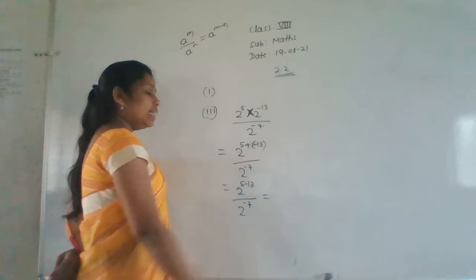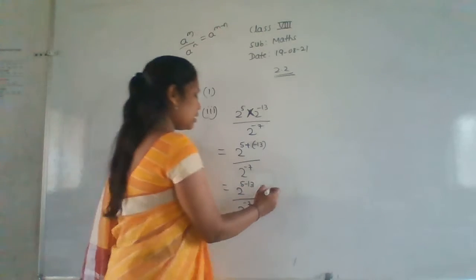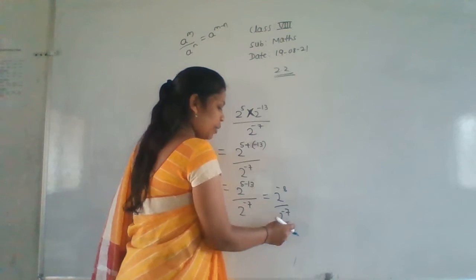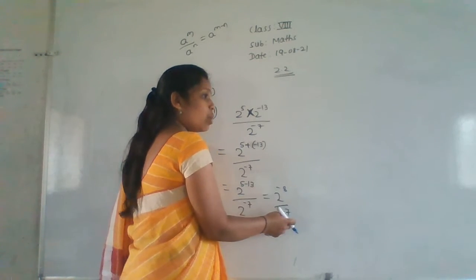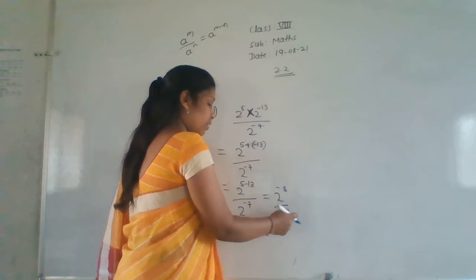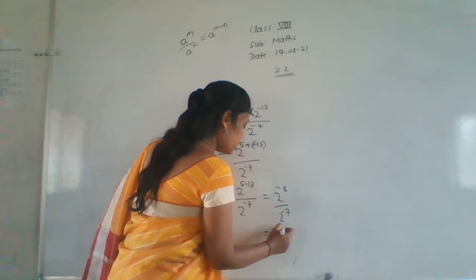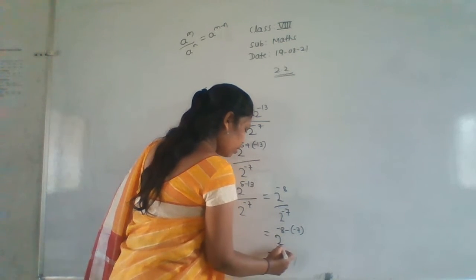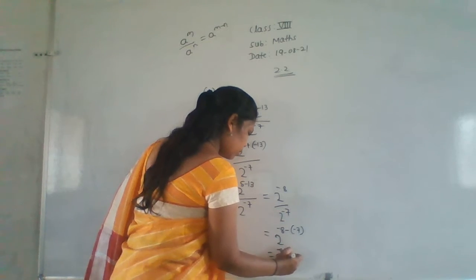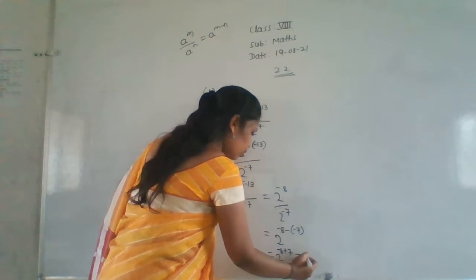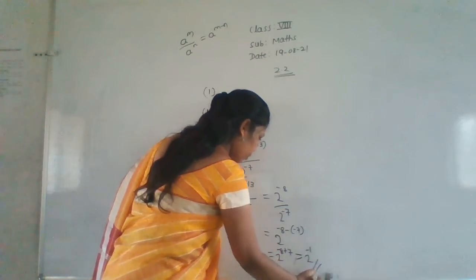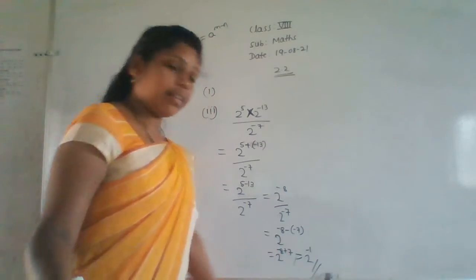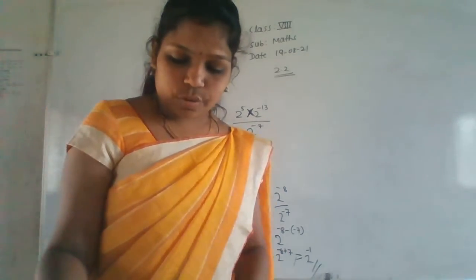Now simplify the numerator value. 5 minus 13 is minus 8, so 2 to the power minus 8 divided by 2 to the power minus 7. Now it is a division. Division means what we have to do? We need to subtract the powers. So it is 2 to the power minus 8 minus of minus 7. Minus into minus is plus 7. So the answer is 2 to the power minus 1. Minus 8 plus 7 is minus 1. Okay, so next go for the fourth one.